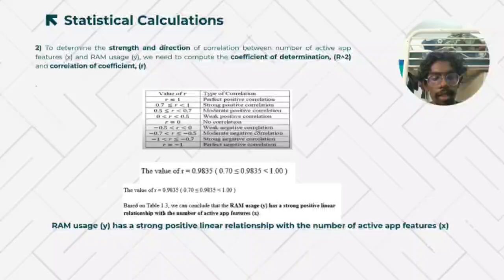Now we already have the value of R, which is 0.9835. Based on the table on the top, since the value of R is between 0.7 and 1.0, we can conclude that the RAM usage Y has a strong positive linear relationship with the number of active features X.